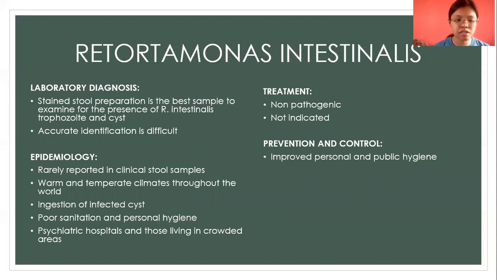Yan. So laboratory diagnosis, stained stool preparation is the best sample to examine for the presence of Retortamonas intestinalis, trophozoite, and cyst. So accurate identification is difficult. So epidemiology natin rarely reported in clinical stool sample. It prefers warm and temperate climates throughout the world. Kanyang transmission is by ingestion of infected cysts. Then found in poor sanitation and personal hygiene areas, and also can be found in psychiatric hospitals and those living in crowded areas. So treatment, non-pathogenic siya, so the treatment is not indicated. So prevention and control is just to improve the personal and public hygiene.